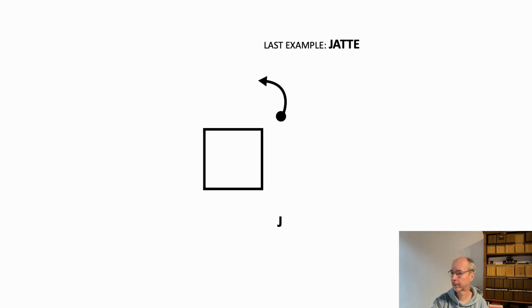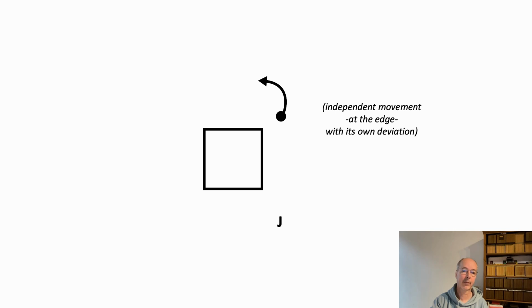Last example, it will be the word jat, the French word. The G, the last letter of these extra dimensions, will be the complete space that is somewhere else independently, but also the movement there will have some independence there. So it has an independent movement at the edge with its own deviation. That's the G when I deal with the time and space as well.